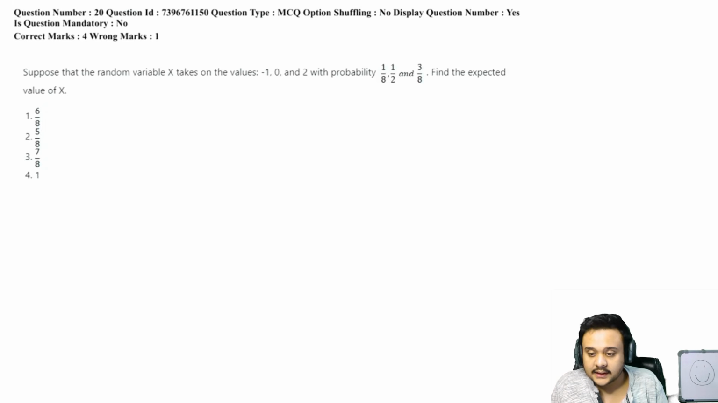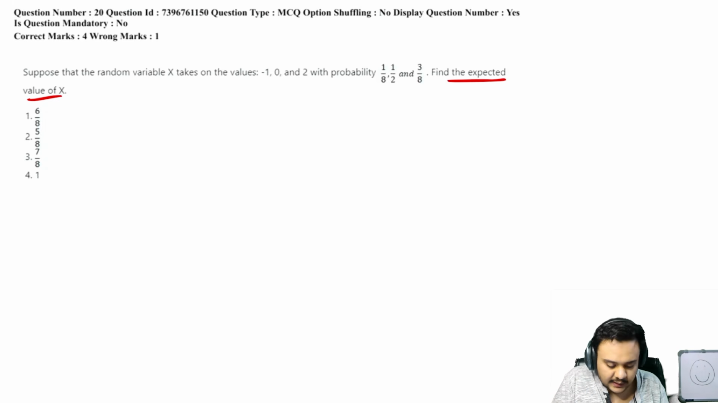Similarly, this one is also very easy. They are just asking you to find the expectation of X, and X is a variable of which all the values are already given.